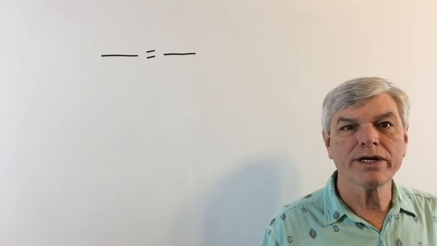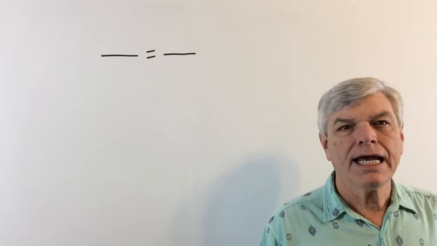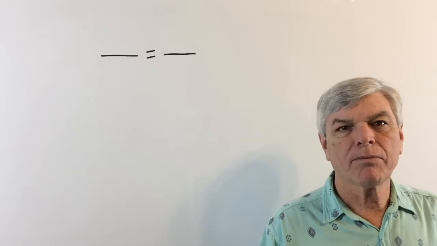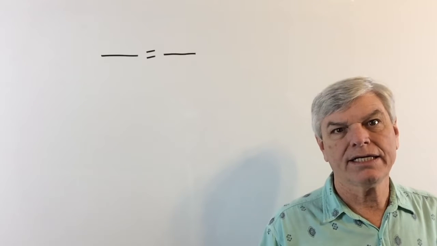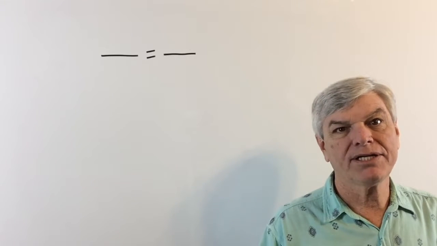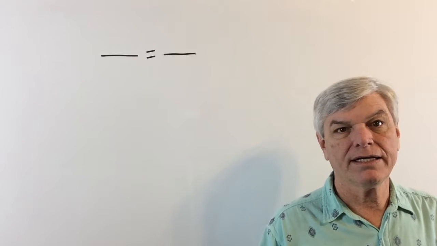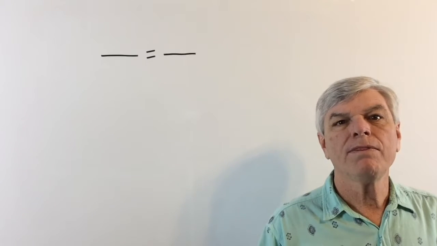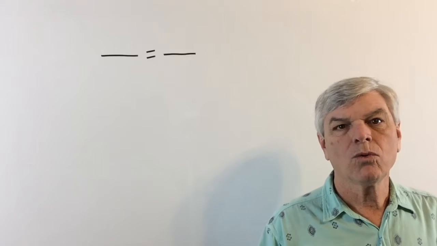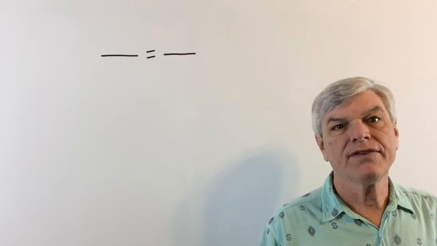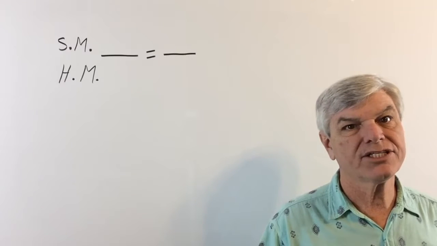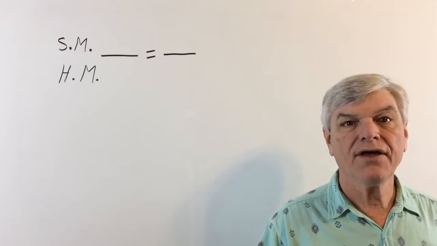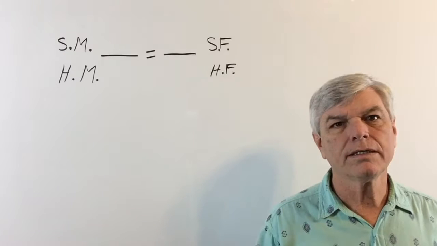Okay, this is how we're going to set that up. Since we're talking about proportionality, to do a proper proportionality, you need to be talking about the same thing. So in our first fraction, we're going to talk about the shadow of the man and the height of the man. The other fraction is going to be the shadow of the flagpole and the height of the flagpole.